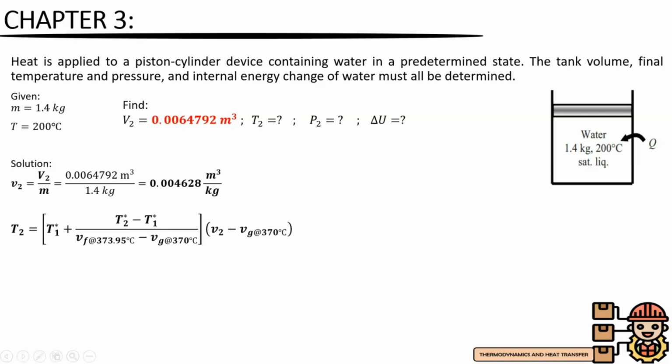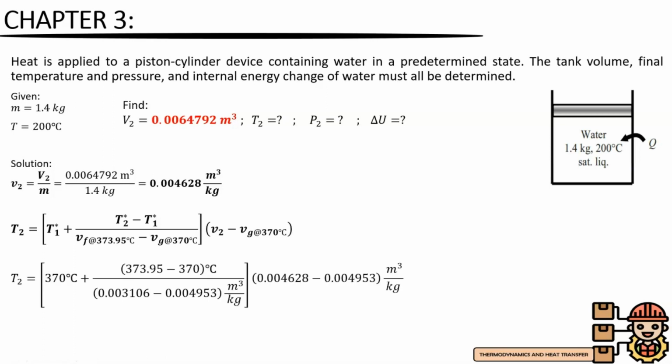So we have T sub 2 is equal to T sub 1 plus T sub 2 minus T sub 1 all over the saturated liquid specific volume at 373.95 degrees Celsius minus saturated vapor specific volume at 370 degrees Celsius, times V2 minus V sub g at 370 degrees Celsius. As you can see, these values we get at the table A-4 and by using the interpolation.